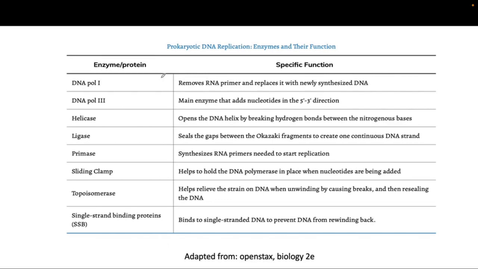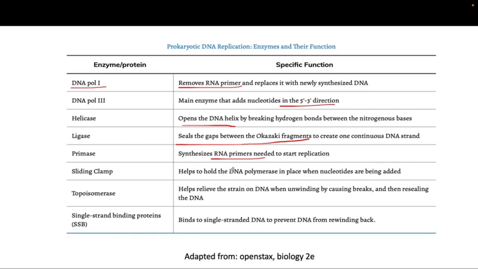This is a good summary slide. Polymerase 1 removes the RNA primer and replaces it with DNA. Polymerase 3 does the elongation in the 5 prime to 3 prime direction. As I mentioned, helicase opens up the DNA. Ligase, when the replication process finishes at the Okazaki fragments, remember there is still a gap. So this ligase catalyzes the phosphodiester bond between the Okazaki fragments. So it reseals the Okazaki fragments. Primase, again, adds the primer.